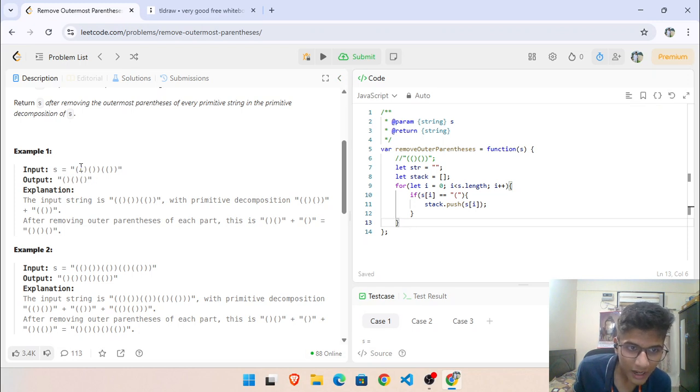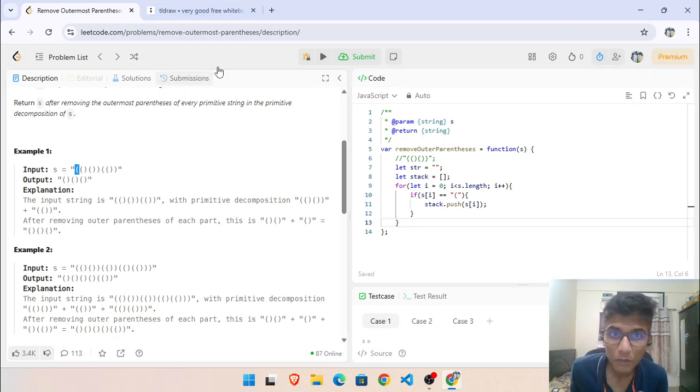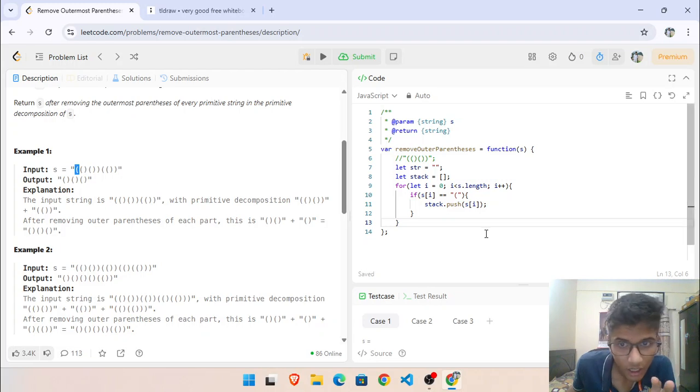Do I need to push this bracket into the output? If I push it, my output will become wrong. Yes. If I push this bracket into my stack, my output will become wrong. So I don't need to push it. So is there any condition by which, by checking that condition, I cannot push it? So yes, now I am pushing this s of i into my stack.